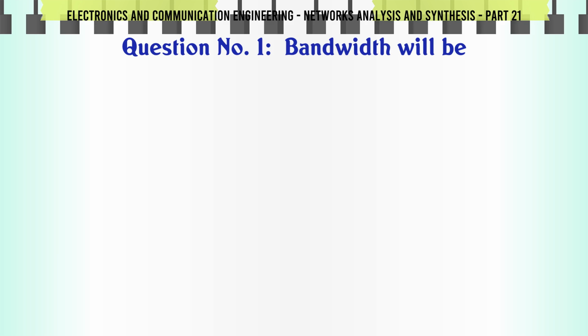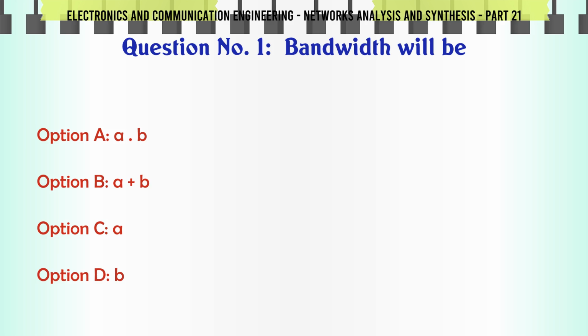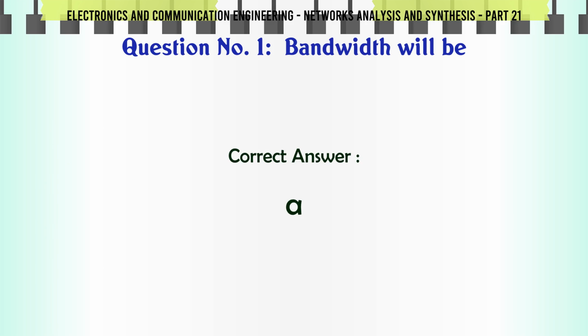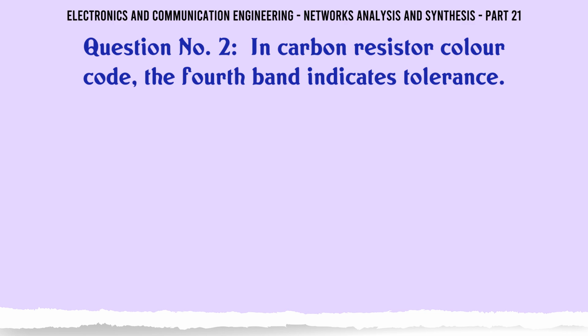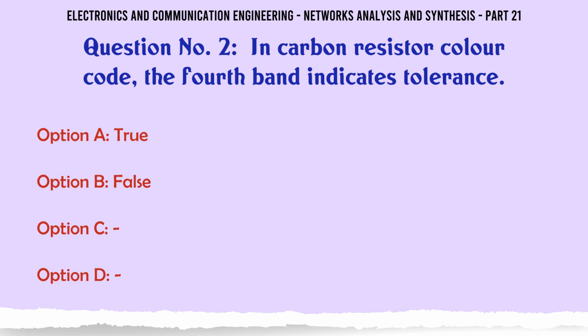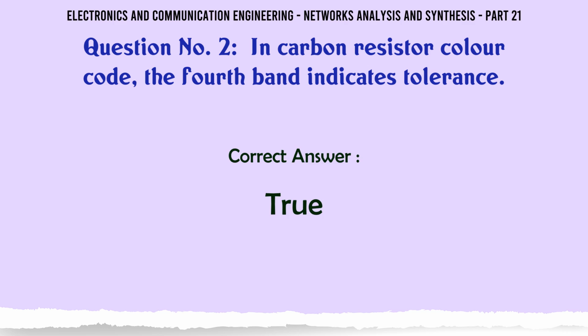Bandwidth will be A, B, C, dB. The correct answer is A. In carbon resistor color code, the fourth band indicates tolerance. A true, B false. The correct answer is true.